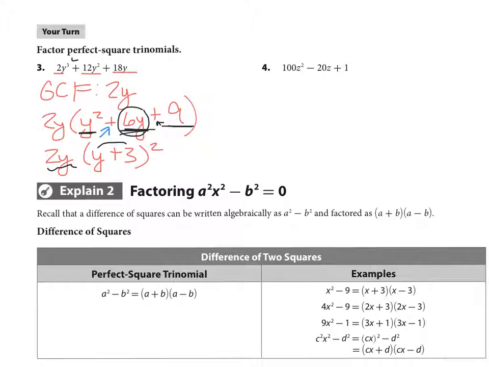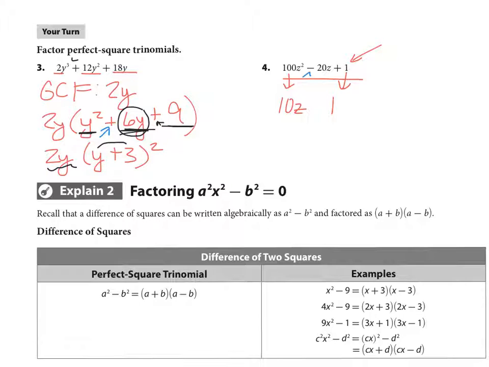Let's go to the next problem over here. Again, look for a GCF. In this case, there is no GCF here, especially since this is a 1. The only thing that goes into that is 1. So ask yourself, is this a square? Yes. What do you square to get 100z squared? 10z. Is this a square? Yes. What do you square to get a positive 1? 1.